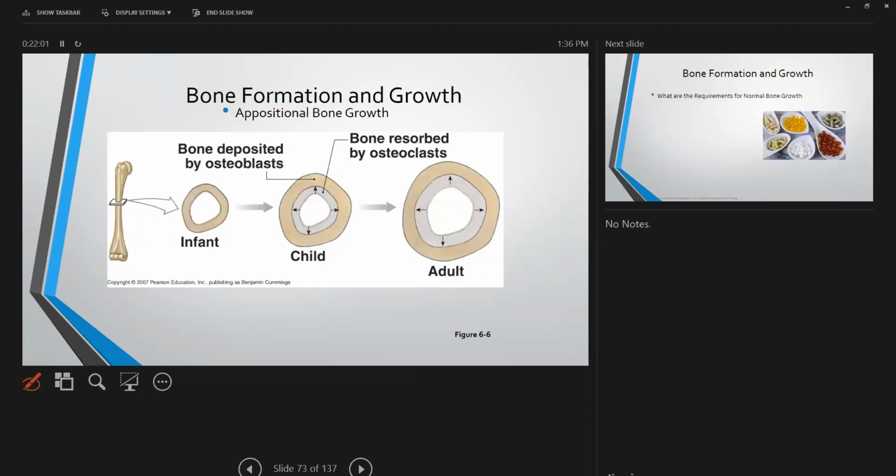So bone formation and growth. If you look at an infant, they've got some of this deposit of osteoblasts. And then in a child, you've got more of the spongy bone, and in an adult, even more. The bone is reabsorbed by osteoclasts.